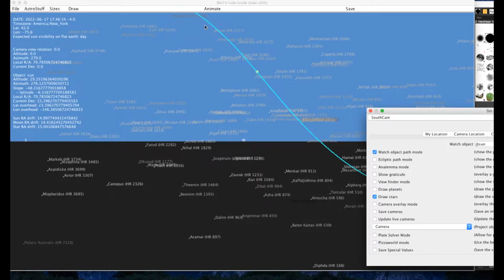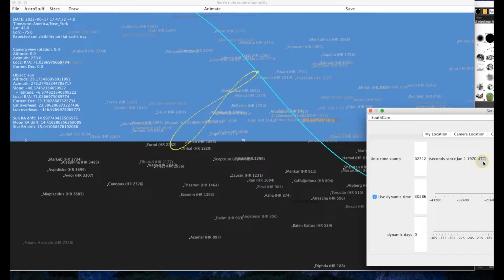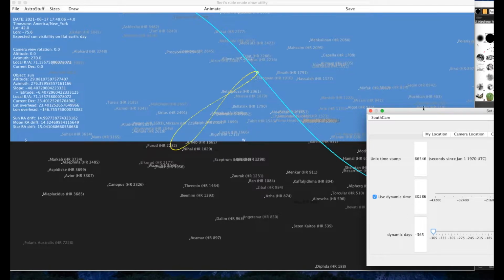I've already shown this in some of my other videos, but this cyan line represents the path of the sun, or the object that you're watching, for a 24-hour period. And I've also added the ecliptic, which represents where that object was, or in the case of the sun, where the sun was in the celestial sphere for the last year. I've also added the analemma mode, which shows where the sun is in the sky for the same time of day throughout the year.